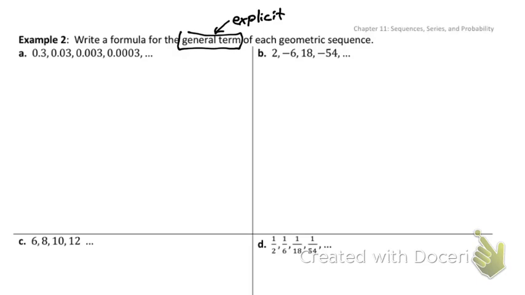In fact, if I ever ask for one formula and I don't specify, I always want explicit. If I want recursive, I will specifically say recursive. If I want 2 equations, I will specifically say do 2 equations. Explicit is the most important. Recursive is not needed as much. Explicit is probably your easiest formula to come up with.